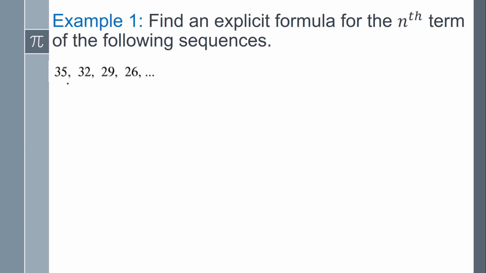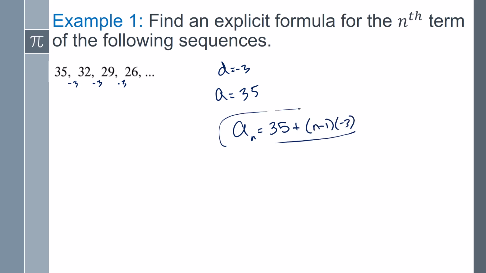So let's look at this one here. It's minus 3, minus 3, minus 3. So I'm adding negative 3 every time. That's my common difference, and my first term is 35. So I put it into the formula: a sub n equals 35 plus (n minus 1) times negative 3. Done.